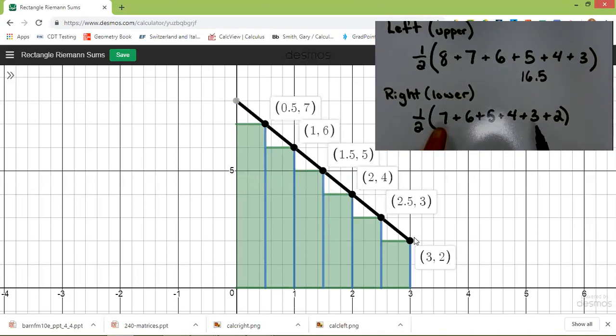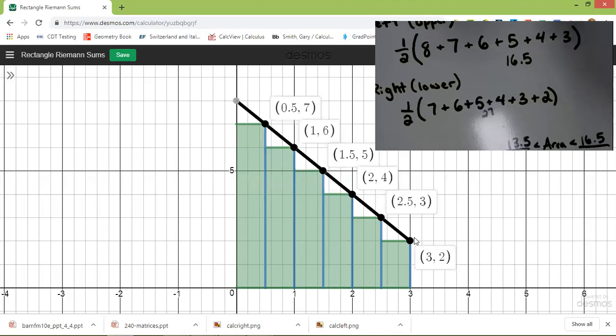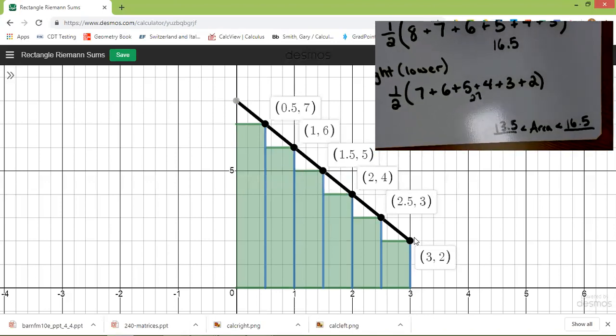So if I add these together, I get 10, and 10 is 20, and then 20 plus 7 is 27. So this is 27, and then half of 27 is 13.5. So my area under the curve, based on my lower and upper sums here, looks to be between 13.5 and 16.5. So if you actually found the integral from 0 to 3, you would find that area under the curve to be between 13.5 and 16.5.